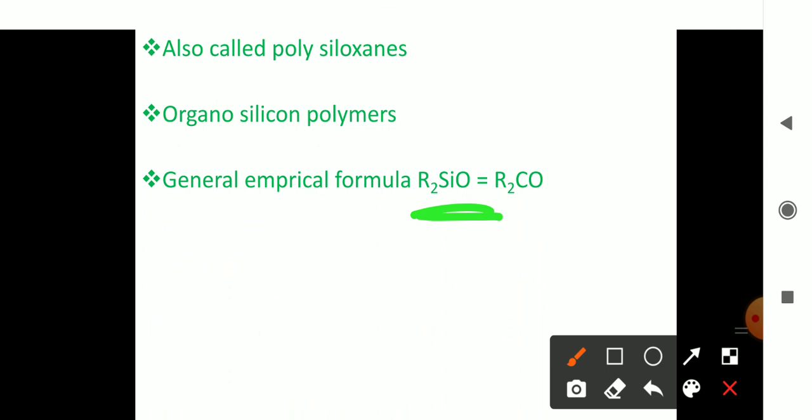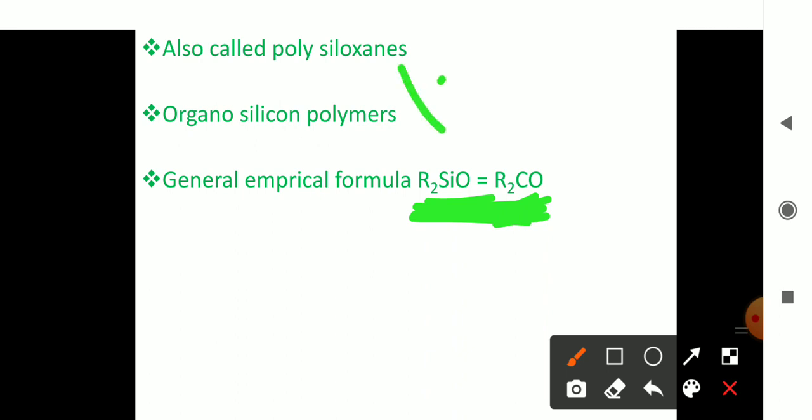So what is the general empirical formula of silicones? It is R2SiO, and this R2SiO is equivalent to another molecular formula, that is R2CO. Dear students, do you know which kind of compounds are given the formula R2CO? Yes, they are ketones. They are part of organic chemistry, and their general formula is R2CO. And there is a similarity between R2SiO and R2CO. That is why the silicon polymers are also called silicones, in order to have the same ending.